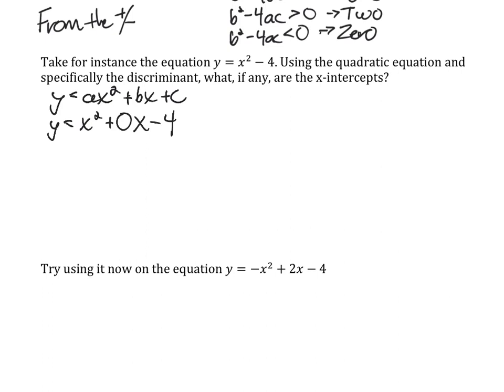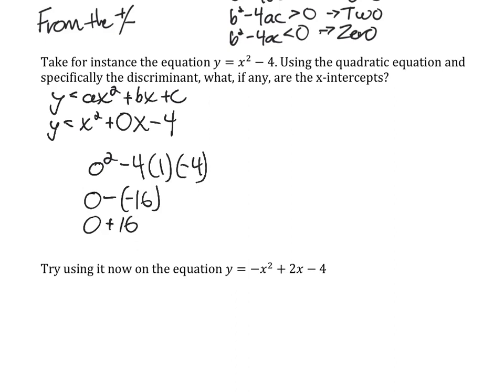So if I'm doing b squared minus 4ac, I'm going to have 0 squared minus 4 times 1 times negative 4. That gives me 0 minus, now let's just multiply what's there, 4 times 1 times negative 4 is negative 16. So we have 0 minus negative 16, which is the same as 0 plus 16, which is 16. If we have a positive discriminant, we have a number greater than 0. How many x-intercepts does that mean? That means we have 2 x-intercepts.